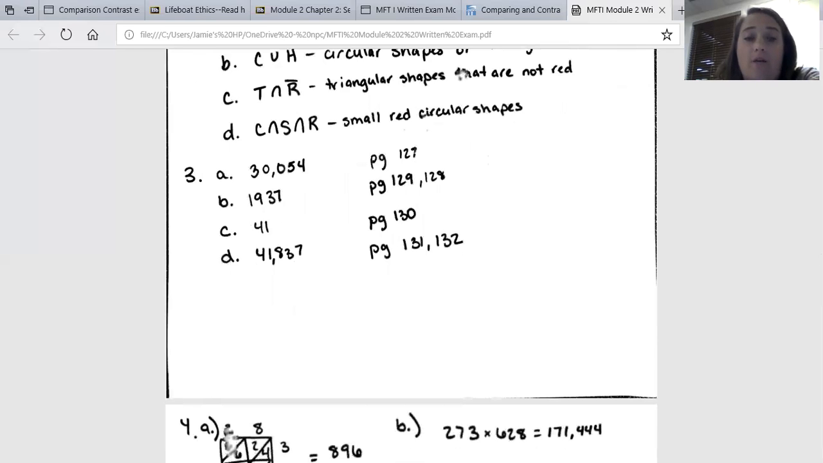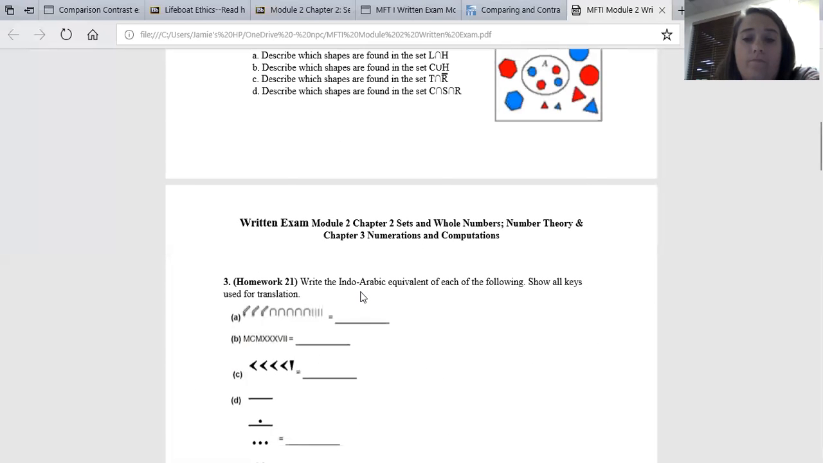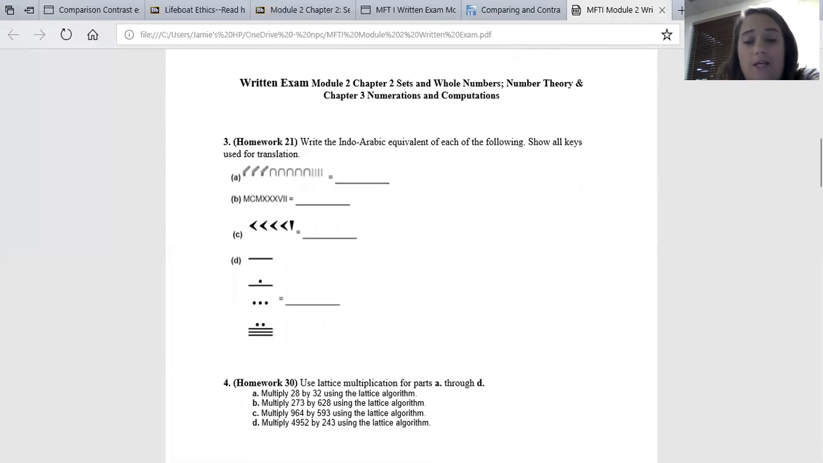The number 3 is asking us about how to calculate the Arabic translations of these numbers, and it's just to show a key. I found the key in the textbook, but I also pulled some off the internet and used these.